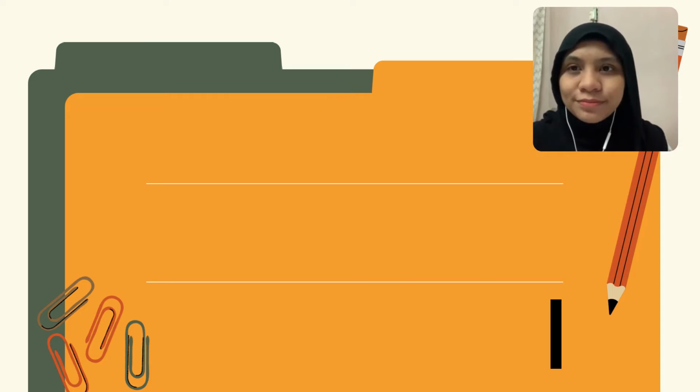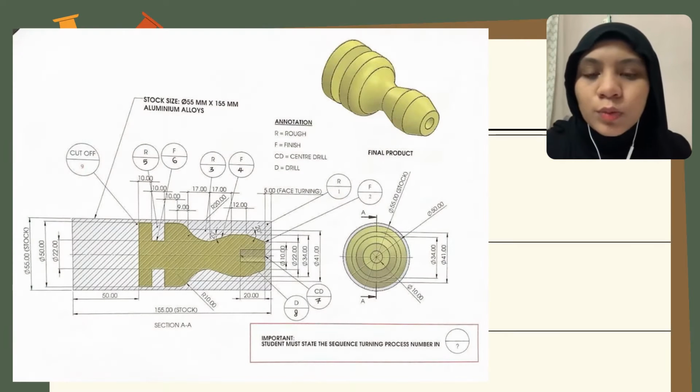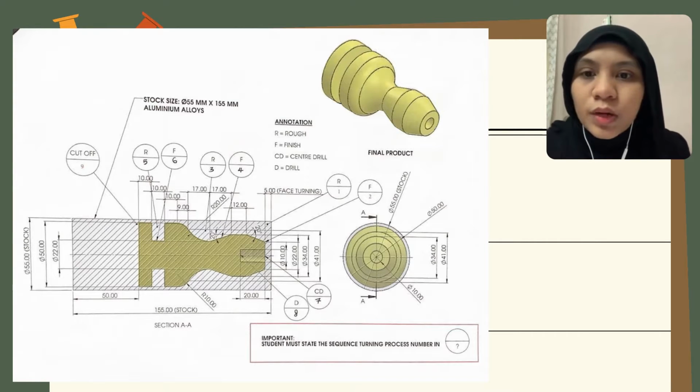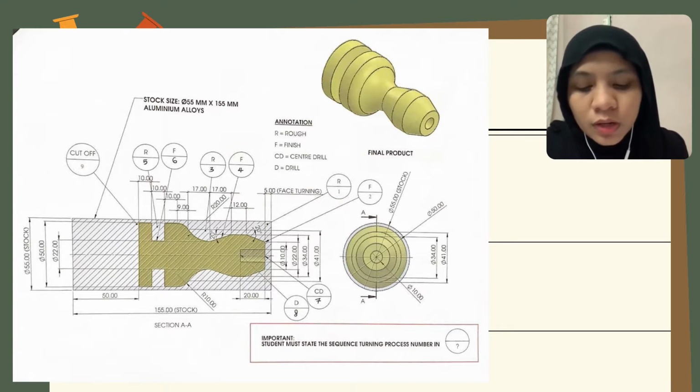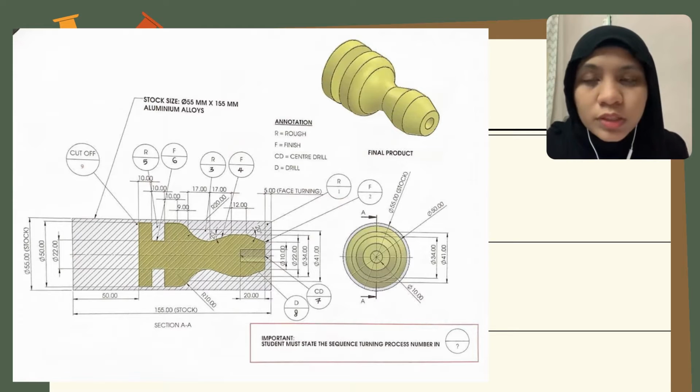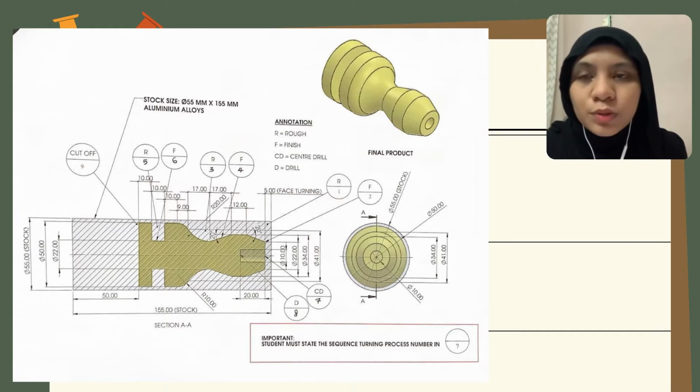Okay, so here is the question that I received for this lab experiment. As you can see, this workpiece is made from aluminum alloys, and I'm going to do a presentation about one of the machining processes in this turning operation, which is rough contour. Before I explain more, I'm going to show you a video of me doing this process, which is rough contour.